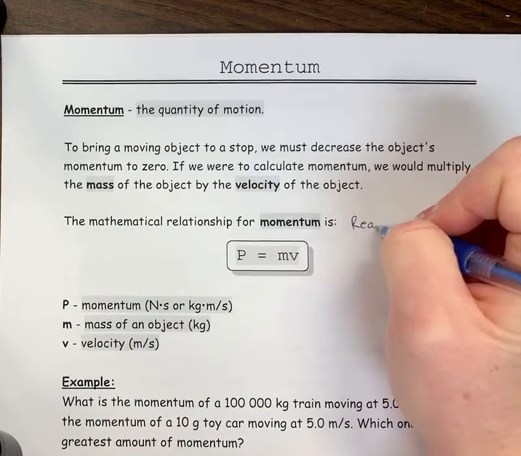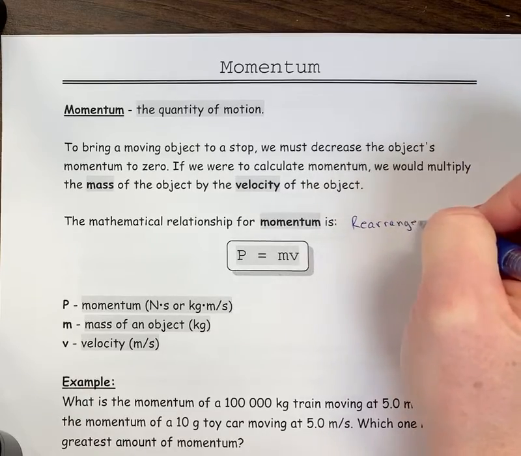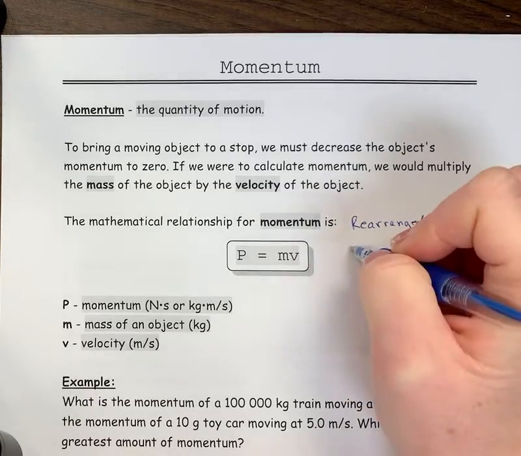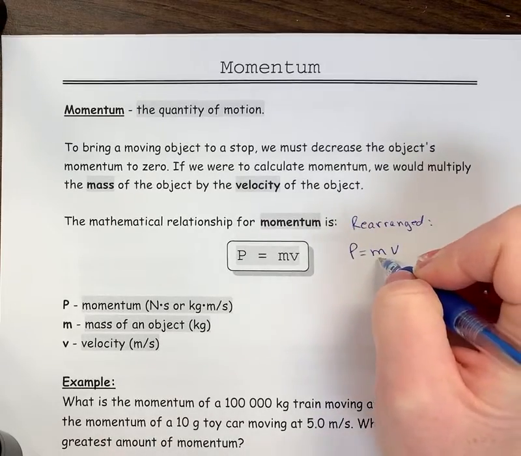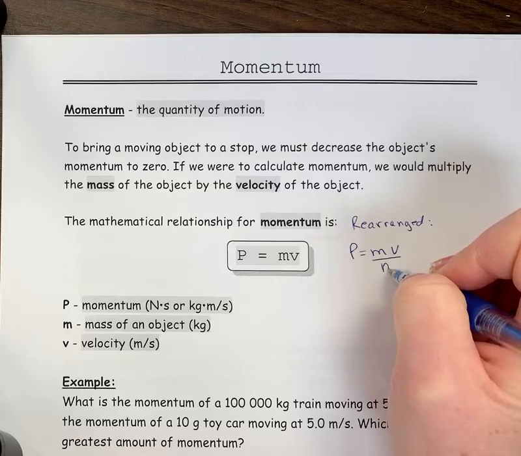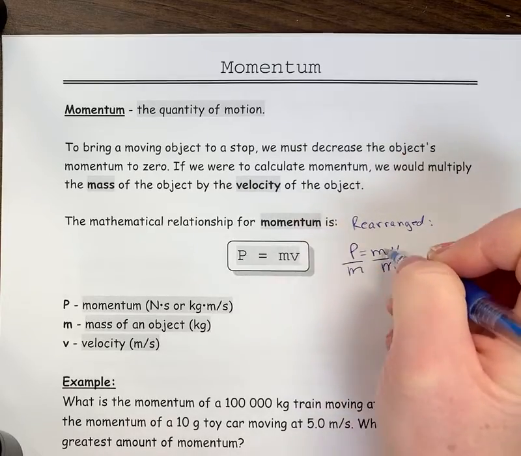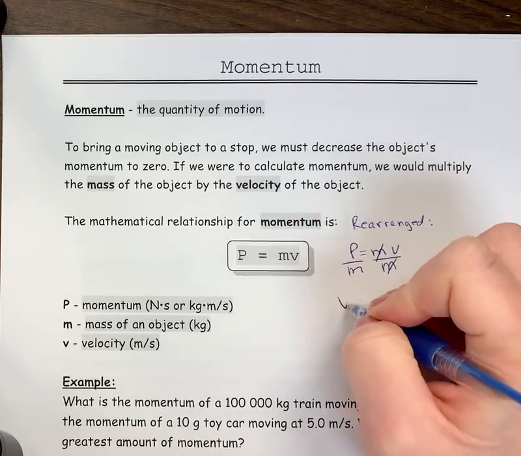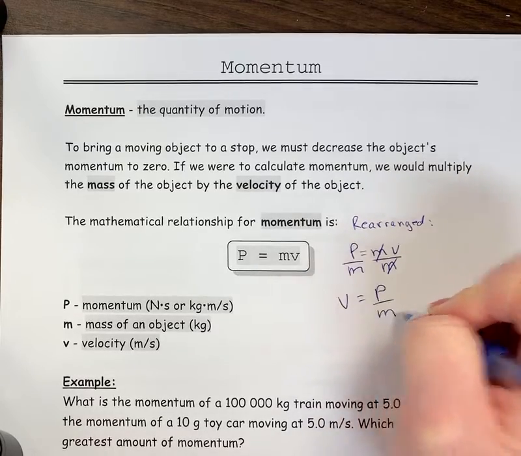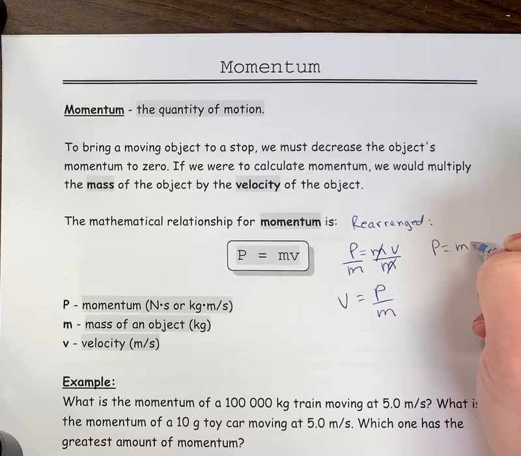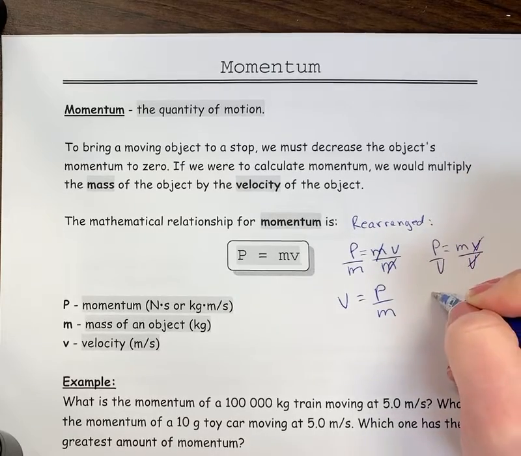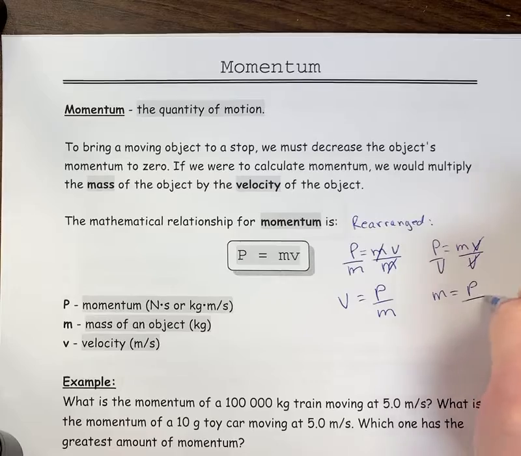Looking at this formula, remember that we can rearrange formulas as well. I want you to add to your notes what it would look like rearranged. If P equals M times V and I want to solve for velocity, I would divide off the M. So velocity equals P divided by M. If I start over and want to solve for M, I would divide off the velocity. So mass equals momentum divided by velocity.